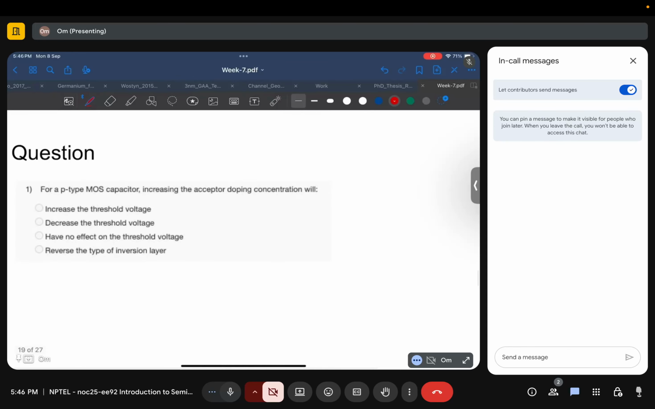Next question, for a P-type MOS capacitor, increasing the acceptor doping concentration will do what? Sorry, this should be N-type. It's a typing mistake from my end. So we read it as for an N-type MOS capacitor, because acceptor doping will be an N-type MOS capacitor. So for an N-type MOS capacitor, increasing the acceptor doping concentration will increase the threshold voltage, decrease the threshold voltage, have no effect, or reverse the type of inversion.